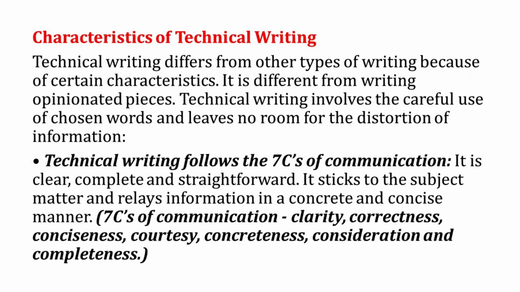Characteristics of technical writing. Technical writing differs from other types of writing because of certain characteristics. It is different from writing opinionated pieces. Technical writing involves the careful use of chosen words and leaves no room for the distortion of information. Technical writing follows the 7 C's of communication. It is clear, complete and straightforward.